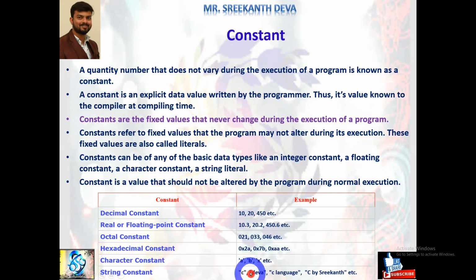Character constants are enclosed in single quotes, like 'a', 'b', 'x' and so on. String constants, a group of characters, are enclosed in double quotes, like "C", "Deva", "C language", "C by Sreekanth" and so on. So these are all the constant representations.